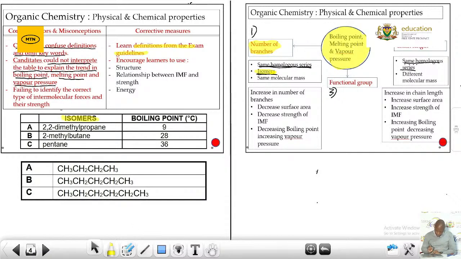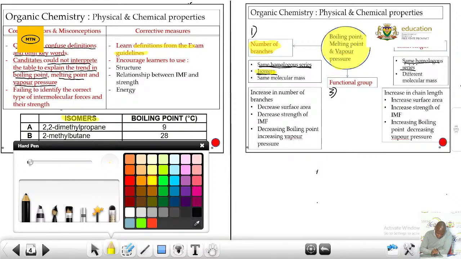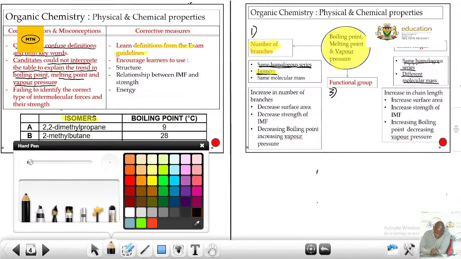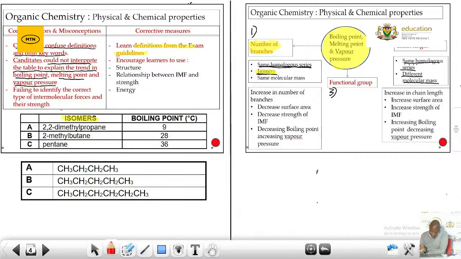When I look at A, it's shorter, B is longer, and the longest here is C. So we are increasing the number of carbons, and by increasing the number of carbons, we are going to have a difference in molecular mass. So once I have a different molecular mass, the examiner is asking for chain length. Once I have identified which factor the examiner is asking, it is easy for me to give proper reasons why we have differences in boiling point, differences in melting point, as well as differences in vapor pressure.